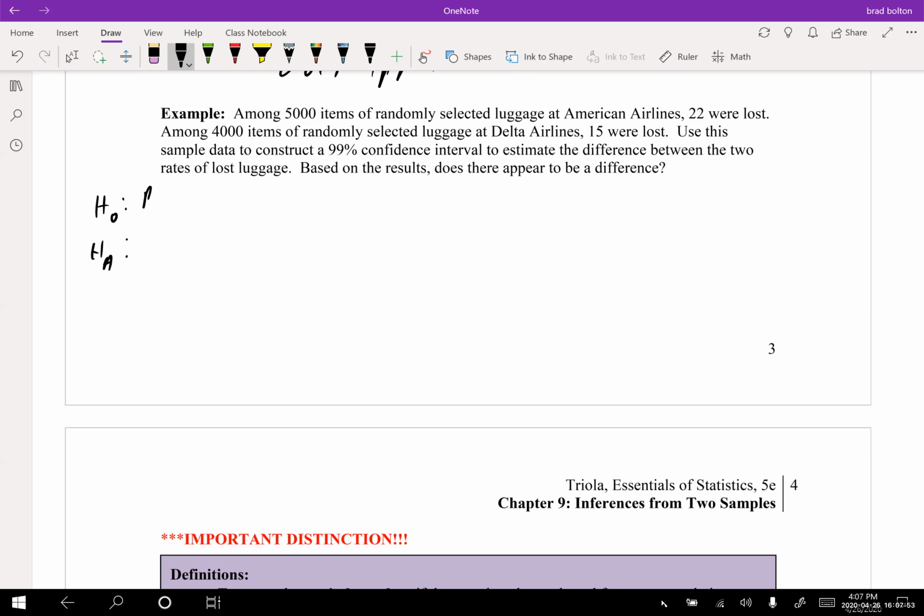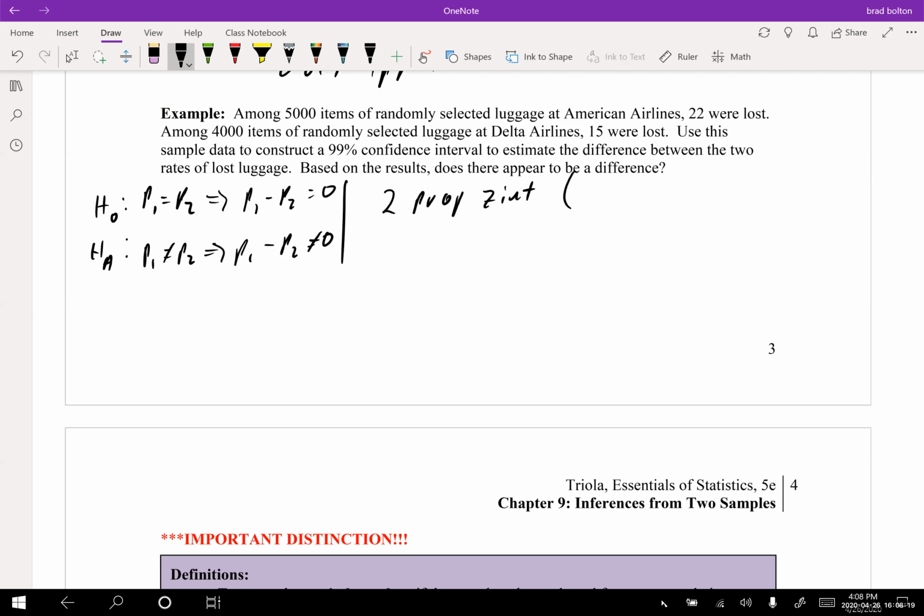Well, we know the null would be P1 equals P2, meaning that there's no difference between the two proportions. And the alternate would be P1 not equal to P2. But each one of these leads to the idea that P1 minus P2 equals 0, and this one is P1 minus P2 is not equal to 0. So that's what we're working with here. Again, we're going to go to prop Z interval, so we're going to build this confidence interval.